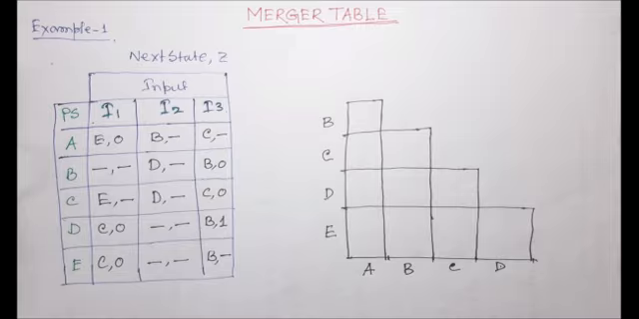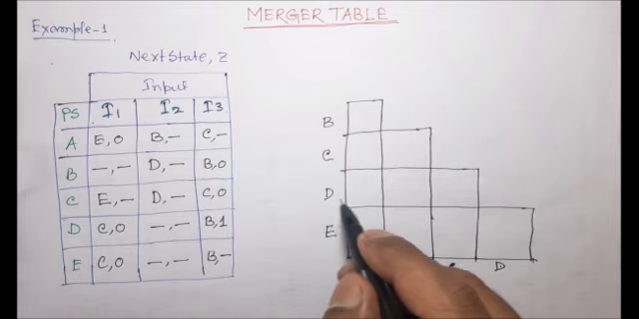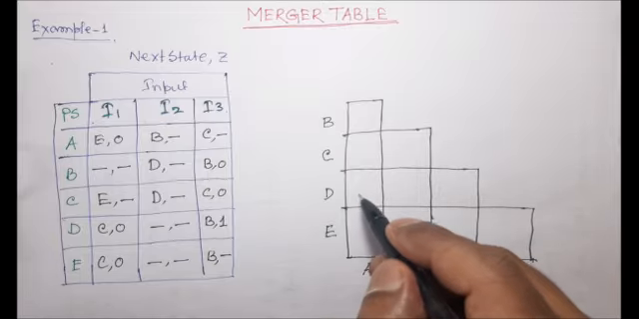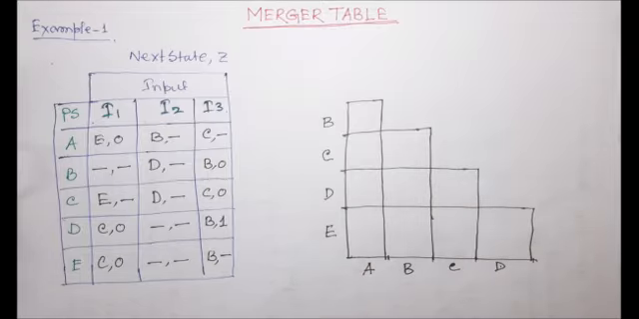Now the question is, when we are drawing the merger table instead of the merger graph, each cell of the table corresponds to a compatible pair defined by the intersection of row and column heading. So here the intersection means A is the column, and the row heading is D. So that cell represents AD, as I have just mentioned.